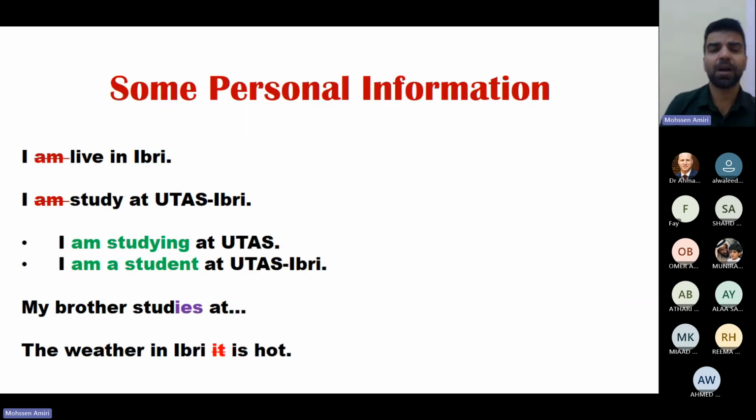So the first common mistake that many students make is here. When somebody asks you, where do you live or where are you from? Some students say, I am live in Ibri, for example, which is wrong. You should not use two verbs, because am is a verb, فعل, and live also is فعل. So we don't use two فعل together in this sentence. So this is nukta number one. We don't say I am live. We say I live.